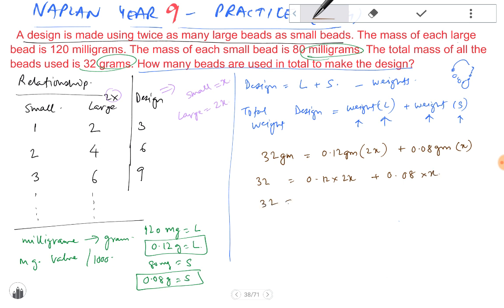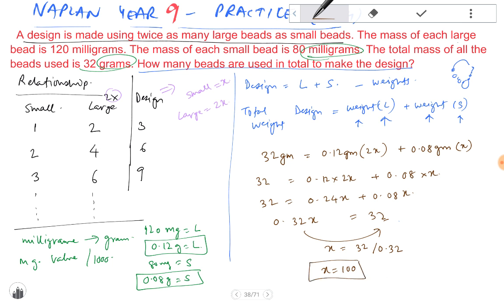So it becomes 32 is equal to 0.24x plus 0.08x, or 0.32x is equal to 32. Now we just need to flip the multiplication on the other side, so it becomes division. So we have x is equal to 32 divided by 0.32. So we get the value of x is equal to 100.